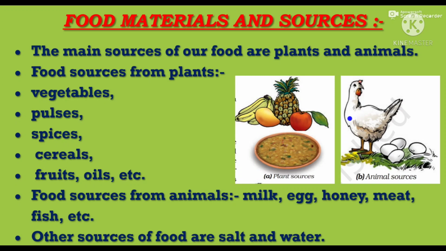So here are the pictures of plant sources. You can see plants give us vegetables, pulses, spices, cereals, fruits, oils, etc. And what are the animal sources? Animal sources are milk, egg, honey, meat, fish, etc.